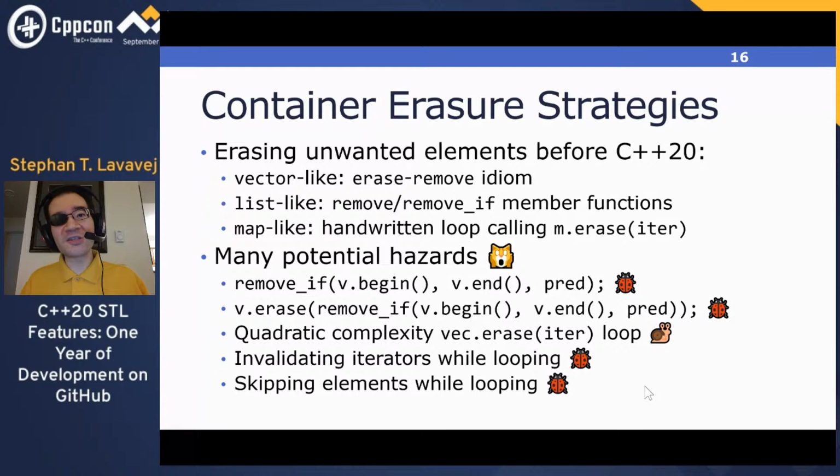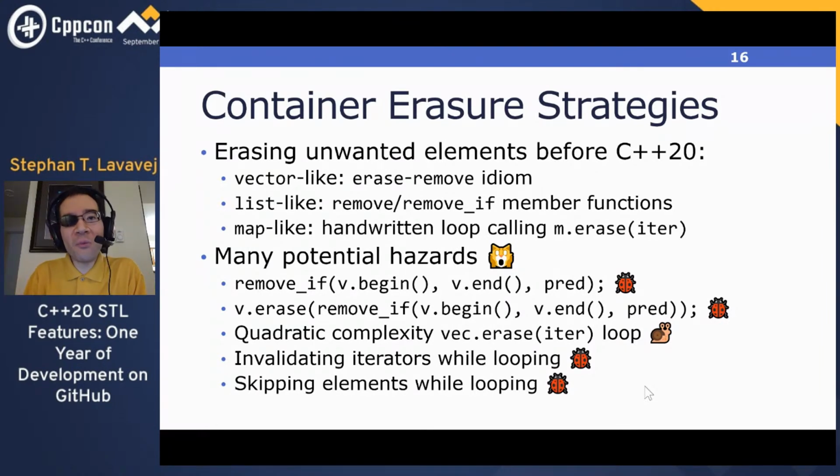And if you have an associative container, whether ordered or unordered, so this is the map, multimap, set, multiset, unordered_map, and so forth family, you don't get either of those approaches. You can't erase-remove because you can't assign keys in such a container, and there are no remove and remove_if member functions. Instead, you have to write a handwritten loop that iterates over every element in the container and then uses the erase(iter) member function to snip out nodes that you don't want. But this is incredibly hazardous.